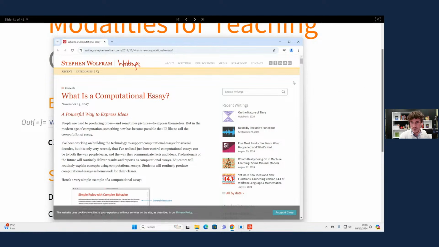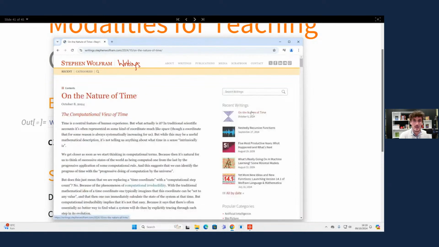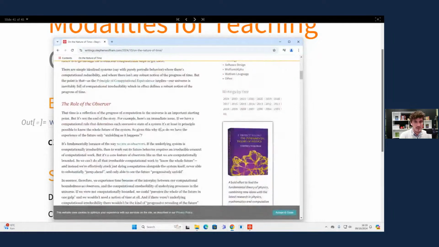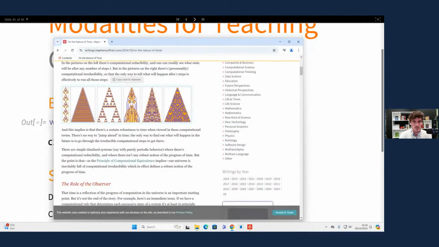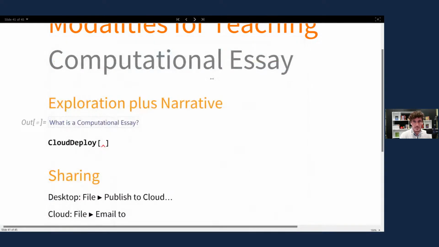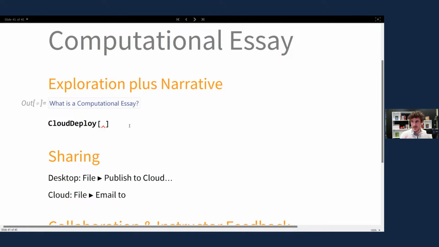Okay, this one came out yesterday, on the nature of time. And all of these figures, pieces of code, will have code attached that generated them, which is really quite powerful, I think. Lowers the barriers to entry for quite complicated topics. Okay.